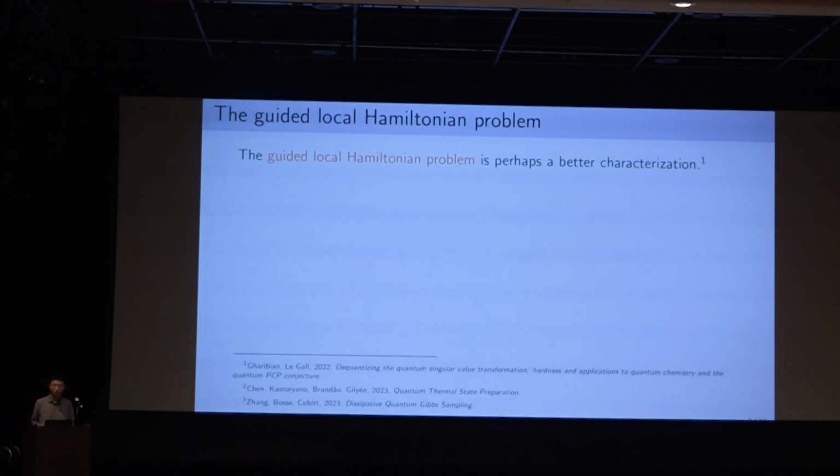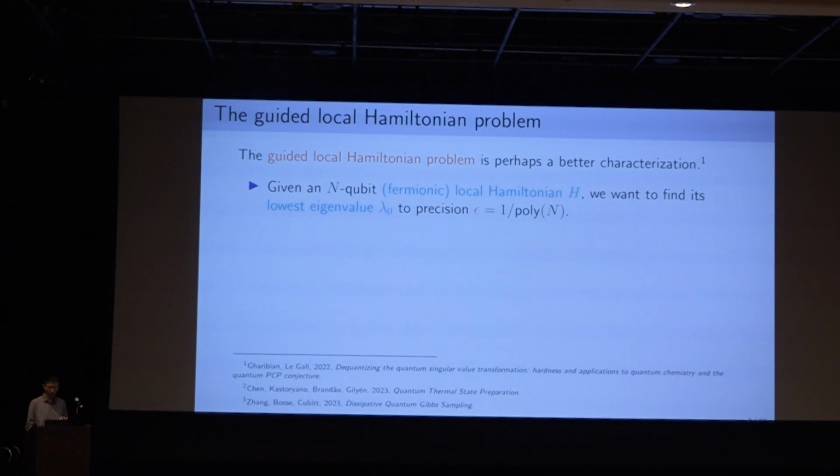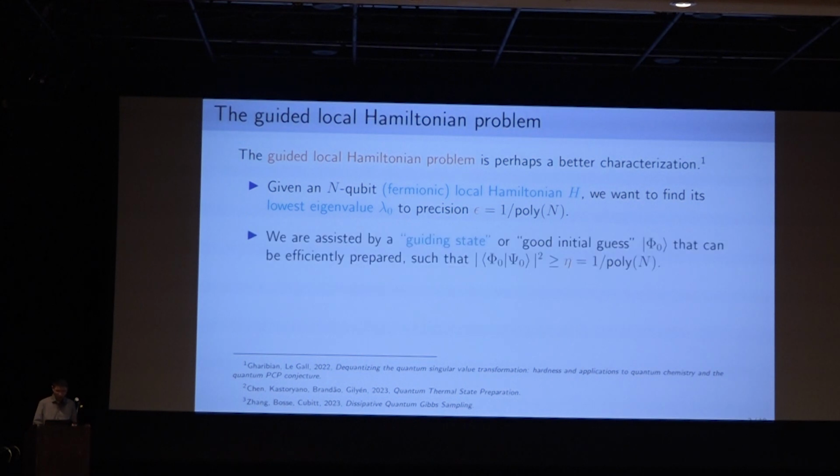A better theoretical characterization of the problem may be this guided local Hamiltonian problem, which was proposed in a 2022 paper by these two authors. In this problem we have an n-qubit local Hamiltonian H, which can also be fermionic local, and we want to find its lowest eigenvalue lambda zero to precision epsilon that is inverse polynomial in system size. This is the standard formulation for the ground state energy.